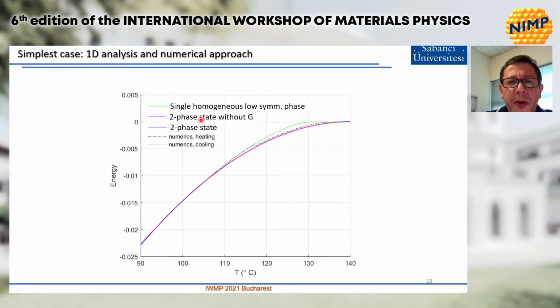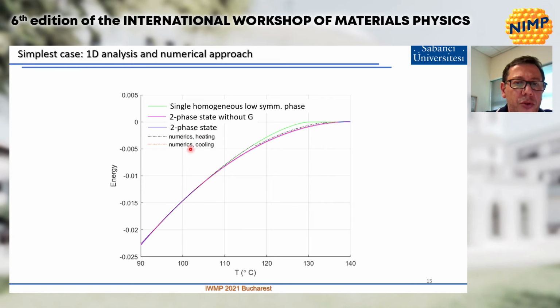So we have the two-phase state without the gradient, and then we have the two-phase state with the gradient. The curves are quite close, overlapping, and the green one is the single homogeneous phase for this one-dimensional problem. Again, like I said, we see that if you're coming from a high temperature, the first curve that you're going to be intersecting will be the two-phase state.